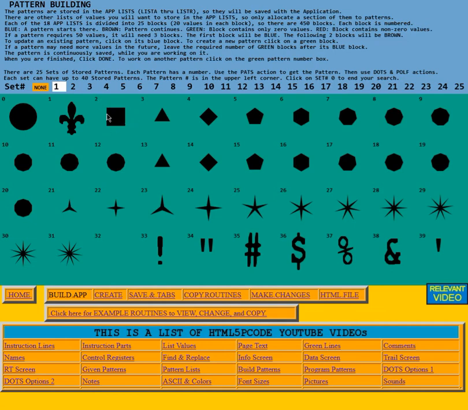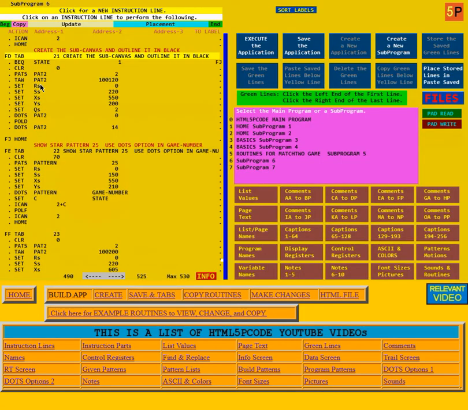We also were using given pattern 6, which is a hexagon. And we also use given pattern 25, which is this star. That is the green star we use. Alright, we'll click on None and go back.